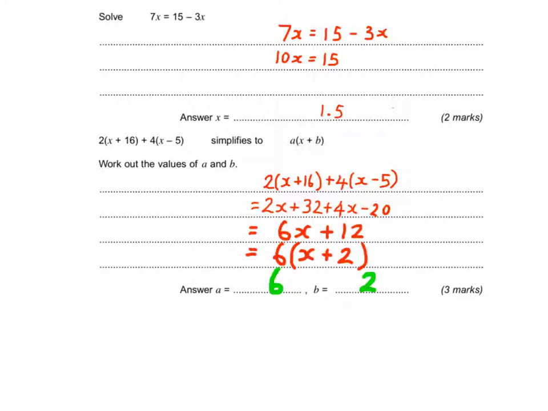Now that can be factorized because both of those things can be divided by 6. So we take 6 outside the brackets and we say 6 times the x will give us the 6x, and 6 times 2 will give us 12. So factorized, that's 6 brackets x plus 2. Now we had to write it in the form something brackets x plus something. So those two values, a and b, are the 6 and the 2.